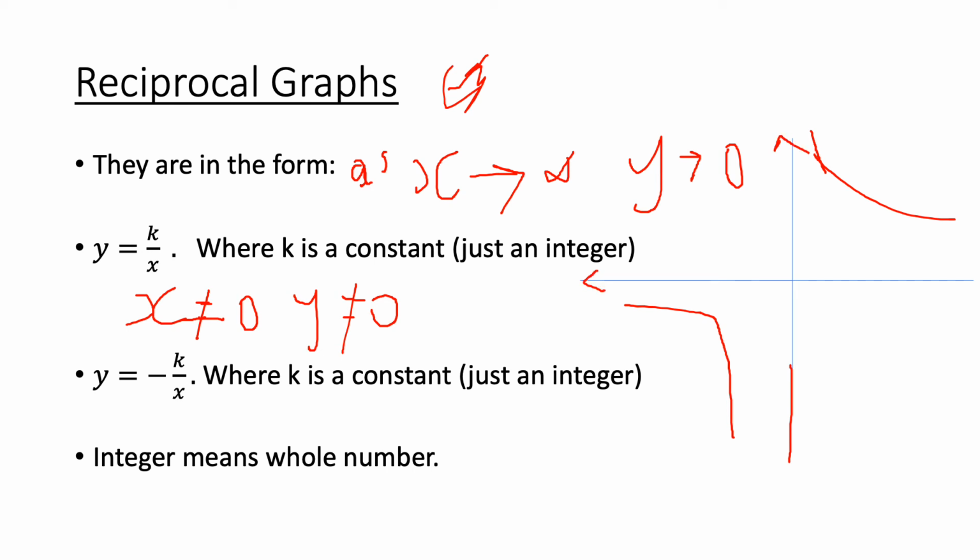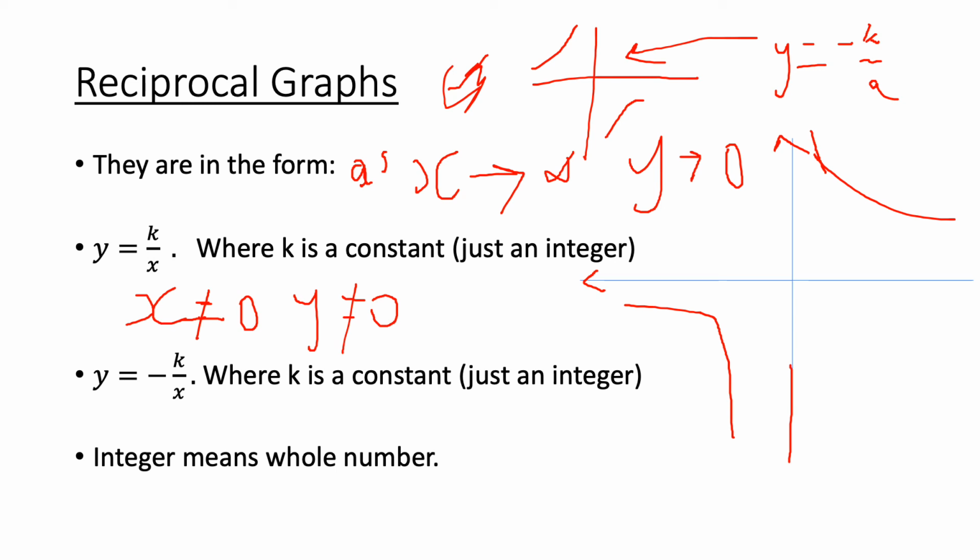And then finally, minus k over x looks something like that. So that is y equals minus k over x, where k is just a constant. K is what we call an integer, and integer just means whole number. So that is what a reciprocal graph looks like.